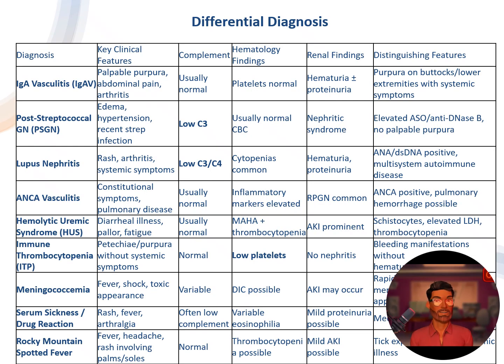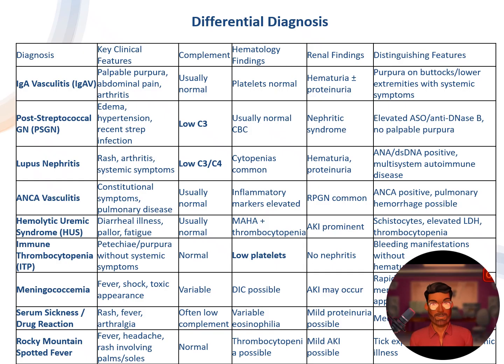The differential diagnosis for IgA vasculitis is pretty broad, but as you can see, IgA vasculitis has features of palpable purpura, abdominal pain, and arthritis, where the complement is usually normal and the platelets are normal. There is hematuria plus or minus proteinuria, whereas in post-strep glomerulonephritis, you're looking at something like low C3. Lupus nephritis has low C3 and C4, as well as some other cytopenias.